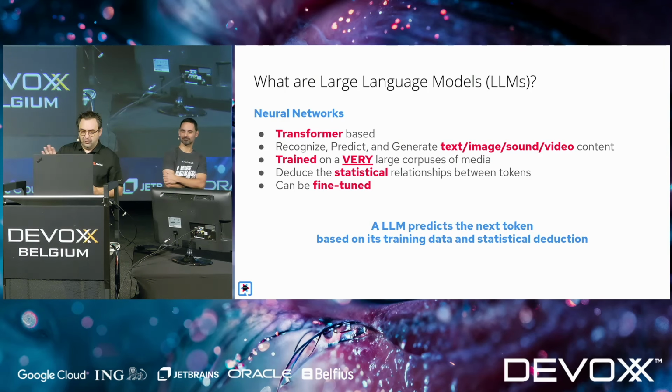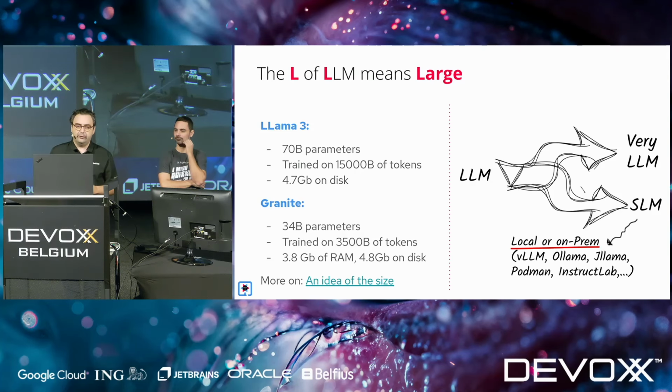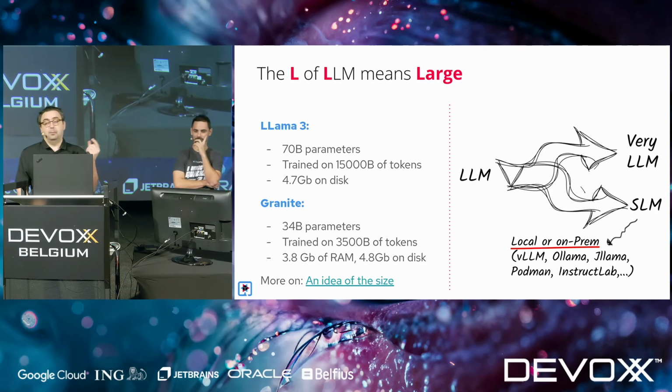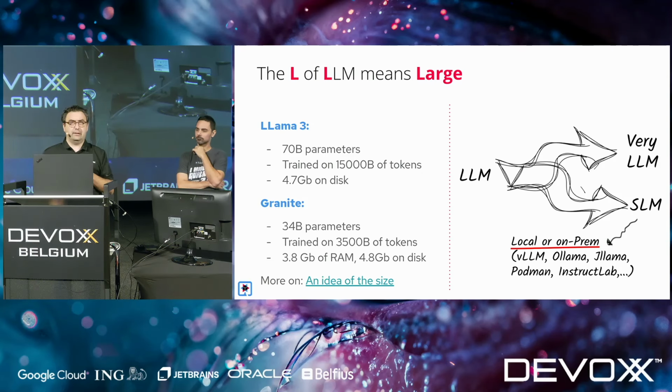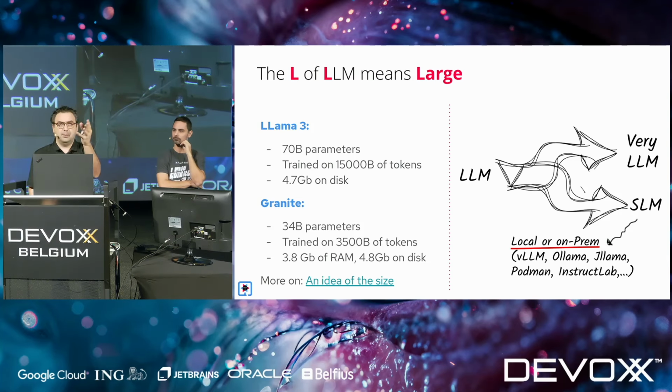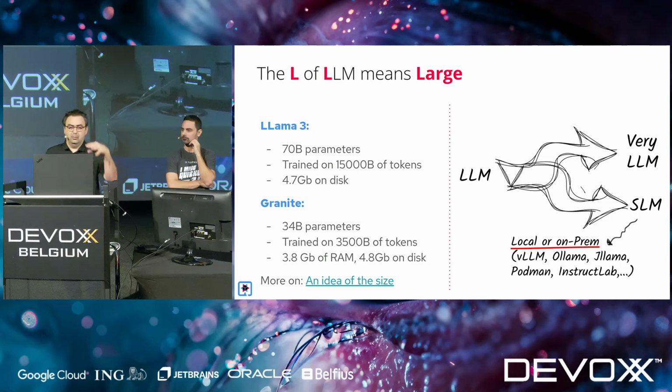LLMs can be fine-tuned. I'm not going to discuss this, but basically it's just predicting the next token. The L in LLM, large language model, means large. To give you an idea of the size, Llama 3 is 70 billion parameters, trained on 15,000 billion tokens. That's a lot of text. You can consider tokens, it's not really a word, we will see that, but basically it's a word. And on my machine, it's 4.7 gigabytes on disk.